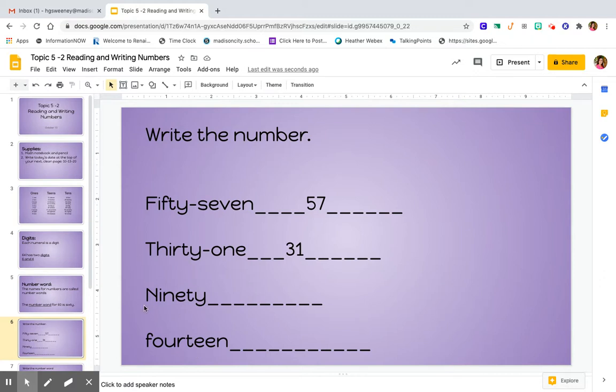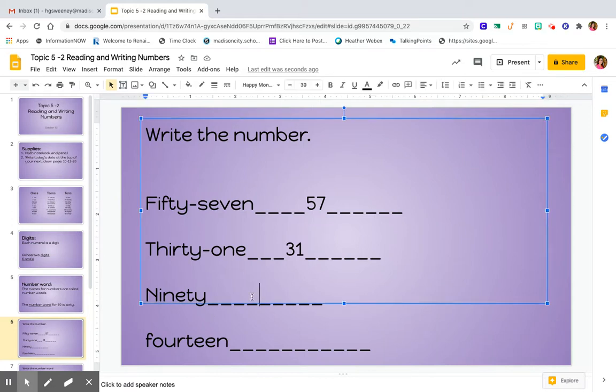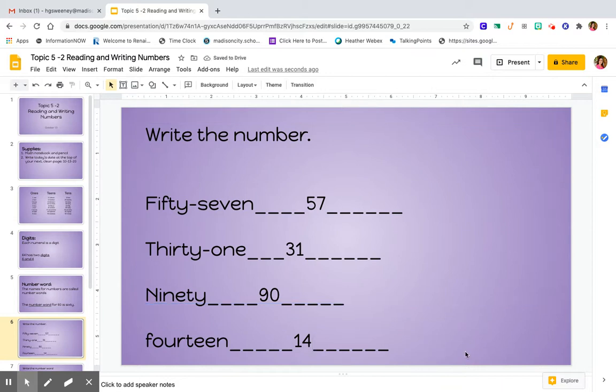The next one is 90. 90 looks like 9, 0. Those are the numbers. 9, 0, 90. 14 is the next one. 1, 4. 14.